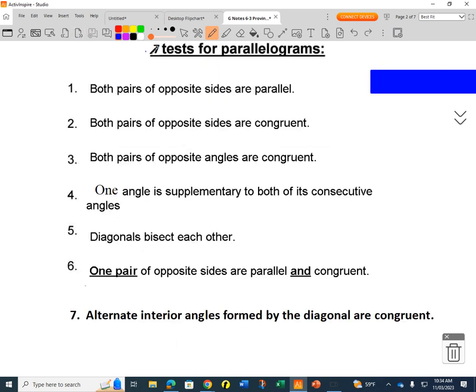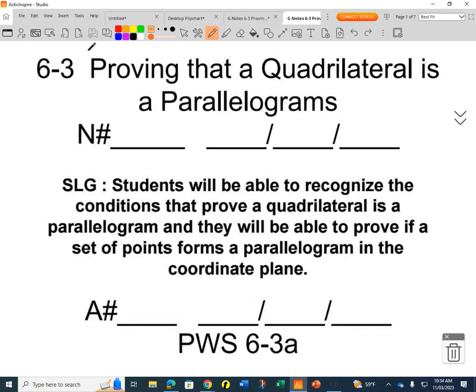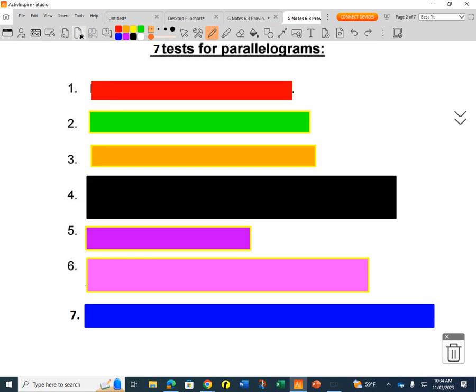Yours says 6 tests for parallelograms. We're going to change that to 7.